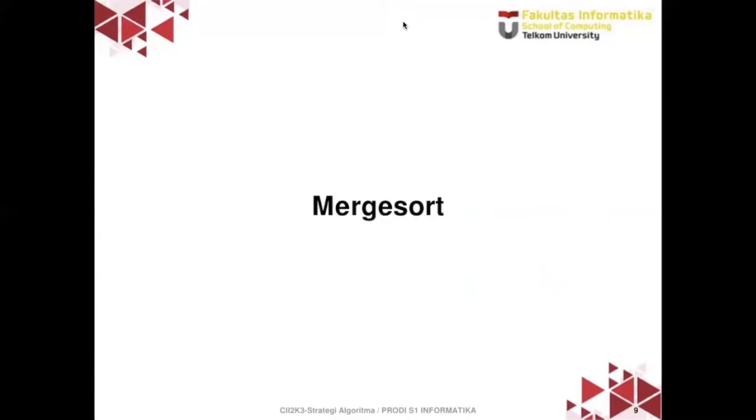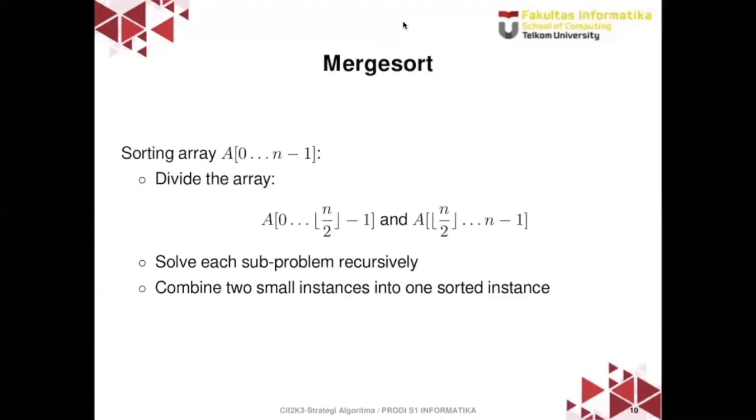Let us go to the first example of a divide and conquer algorithm, which is a very famous sorting algorithm called mergesort. In mergesort, we want to sort an array or a list of size n. To do that, we can divide the array by 2, and then we solve each subproblem recursively, and then we combine two small instances into one sorted instance.